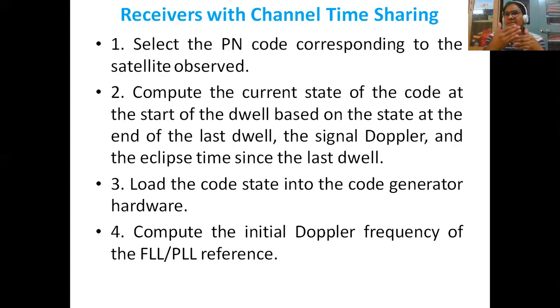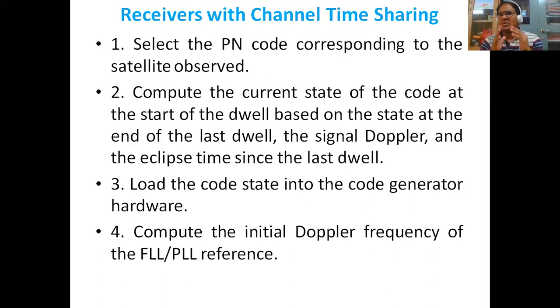That means that is the previous stage. So what is the signal status at the previous stage and the present stage, and if there is any signal Doppler, and also the eclipse time, depending on that, what is the current state of the code, whether it is C/A code received or the P code received.